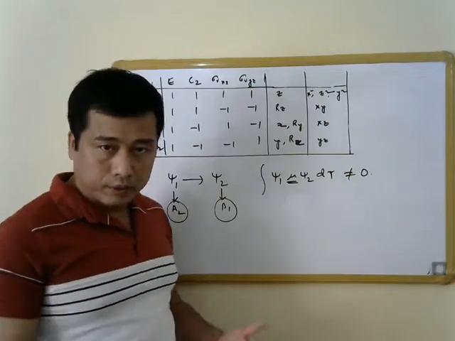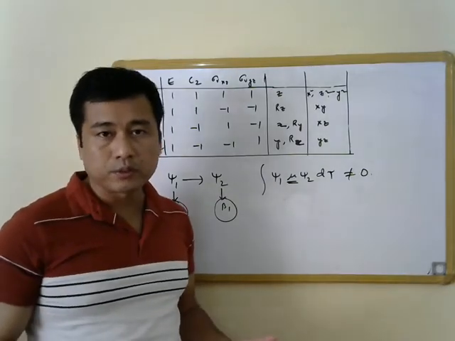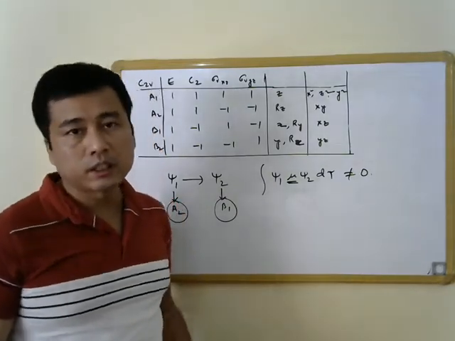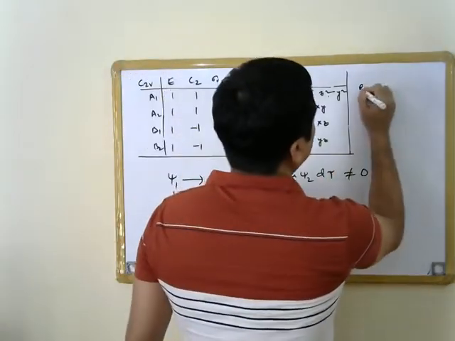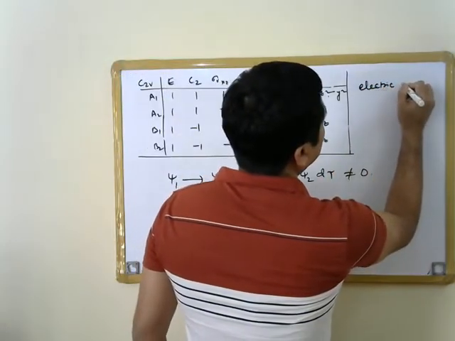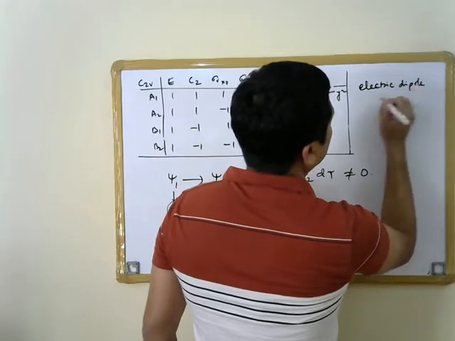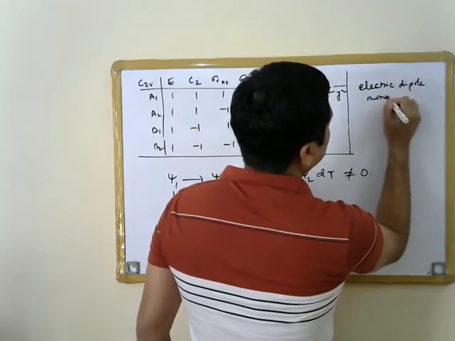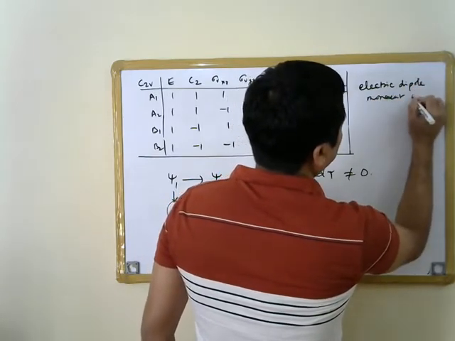Essentially, there can be different transition moment operators for different kinds of transitions. When electronic transitions occur, we have the electric dipole moment operator.